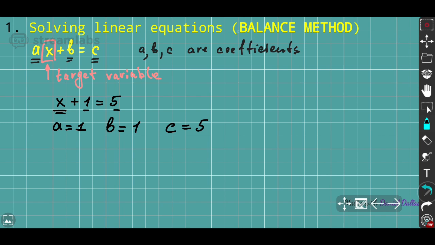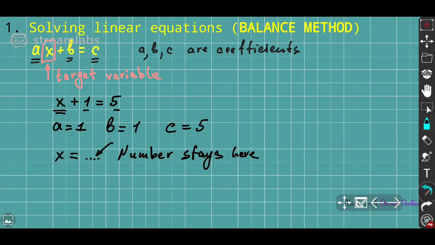Next step. I want to tell you how the balance method works. What you actually need to do in order to solve your equation is make x the subject. So in other words, you need to say that x equals some number, where a number stays here. All right. How to work this out in this case, and how to use the balance method, and the idea of the balance method.